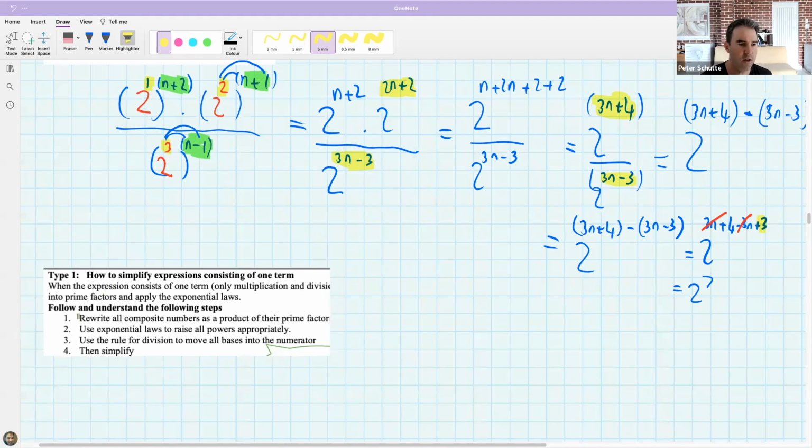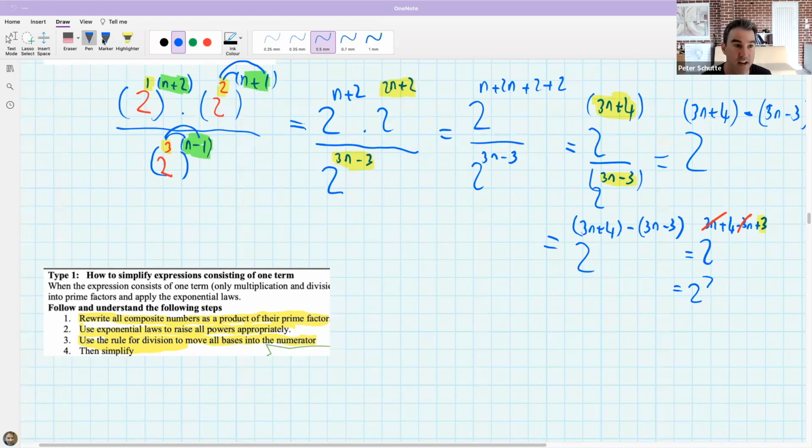So you rewrite all composite numbers as a product of their prime factors. That's what we did with the 2's. We use the exponential laws to raise all the powers. And then we use the rule for division to move all the bases into the numerator. Okay. I suppose what we did there was we subtracted things.